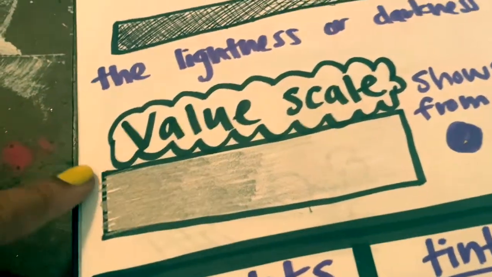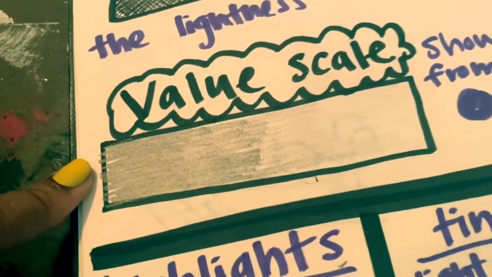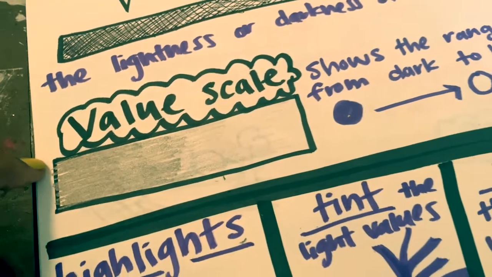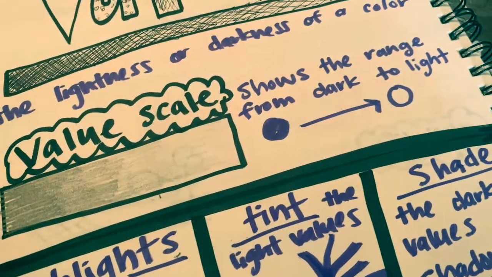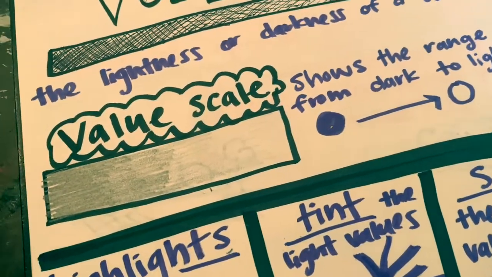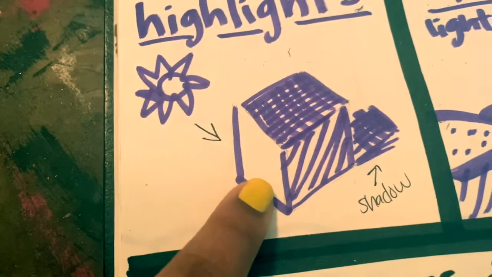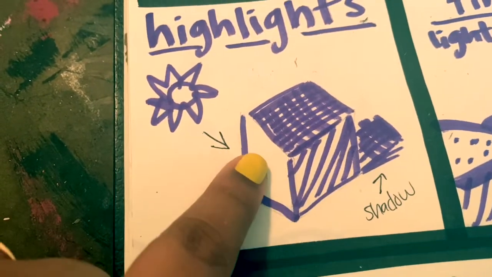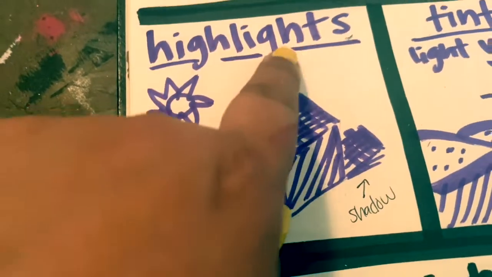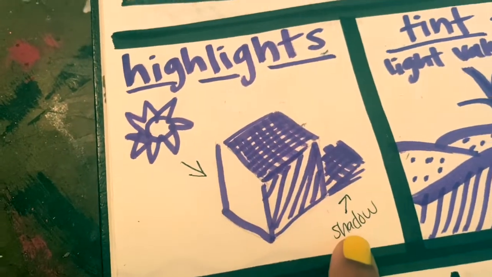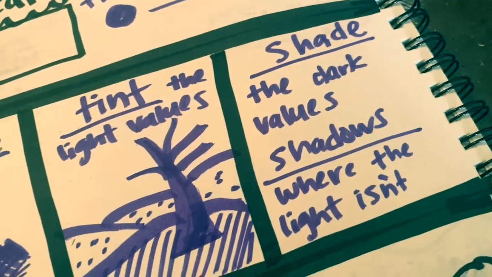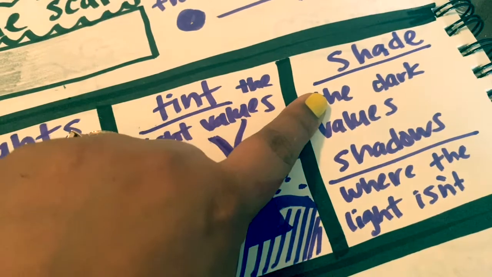You guys have those in your sketchbooks when we practice different materials. And so again, a value scale shows you how it goes from dark to light. And we have highlights. That's wherever the light is hitting you. So like on this cube, the light is touching the side of the cube. So that means that where the light isn't, it's going to be a shadow or a shade. That's where you have the darkest values.